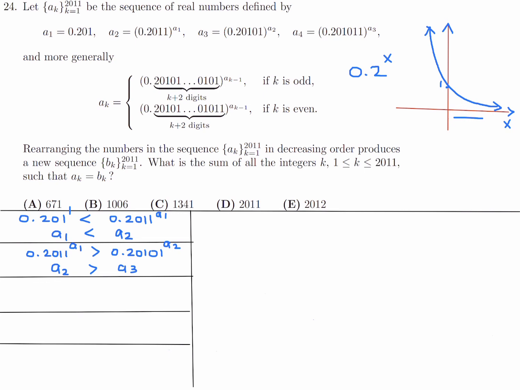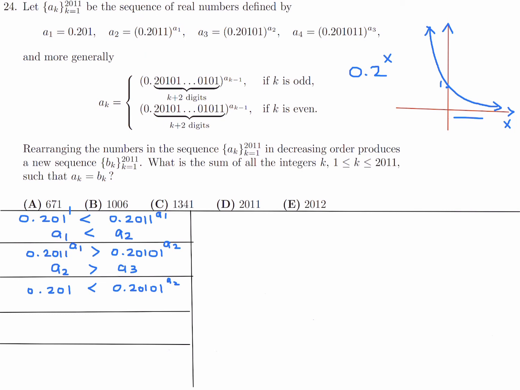Now let's compare A1 to A3. A1 is 0.201 and A3 is 0.20101 to the power of A2. Well, if you compare the bases, the second base is bigger, so I'm tempted to put a greater than. But then what about A2 and 1? Well, A2 is right here, right? It's 0.2 to the power of 0.2.